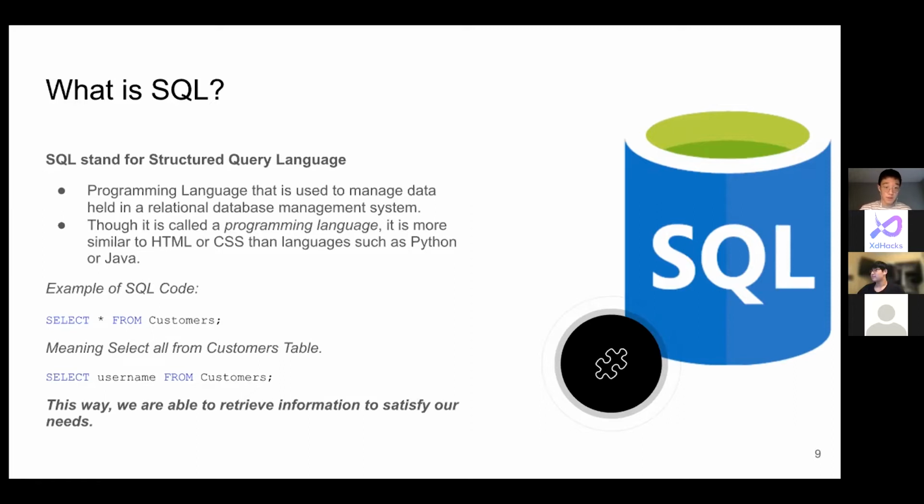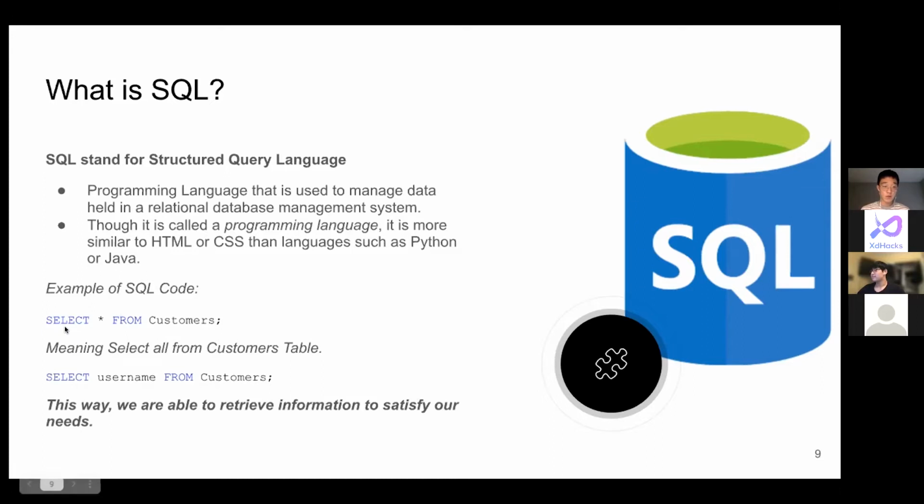Even though it is called a programming language, it is similar to HTML or CSS, which is a simpler language than Python or Java, which are object-oriented and more complex. As you can see on the bottom, here's an example of SQL code syntax. We're not going to get deeper into SQL code because I want you to understand the concept first, because it would be easier for you to understand in the future.